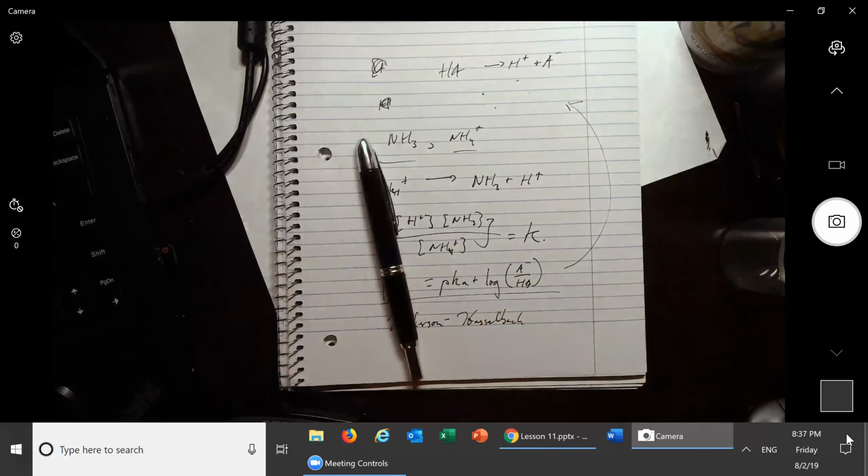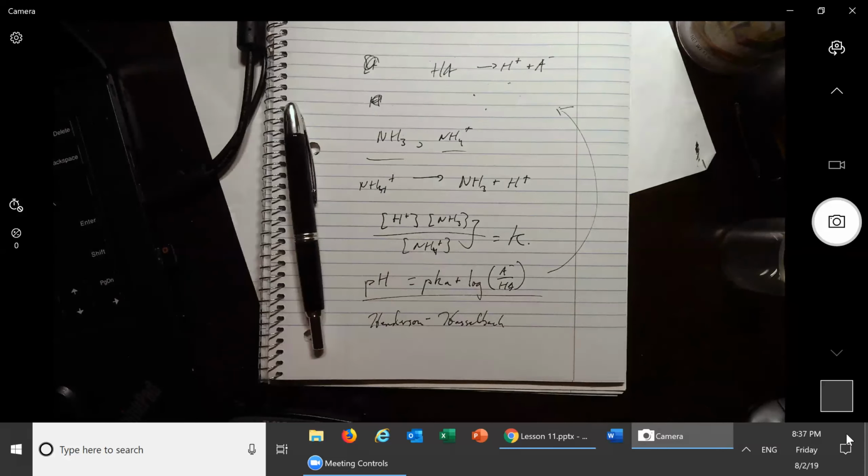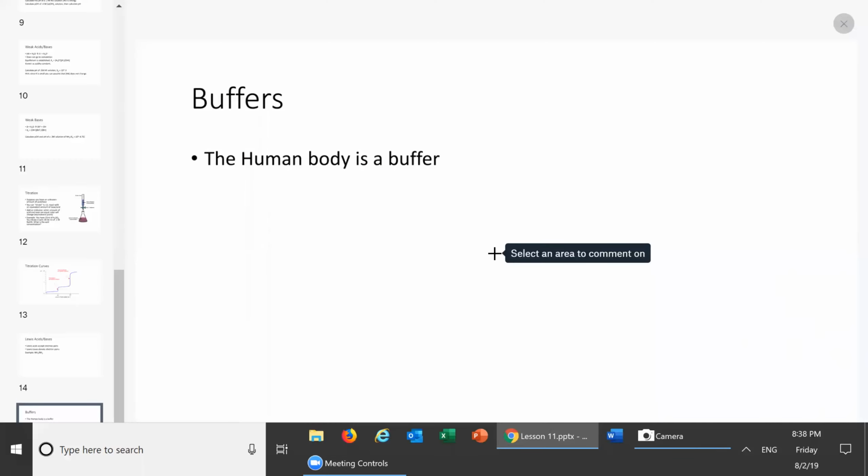So this is why systems where you have a mixture of A minus and HA, generic acid, generic base, are going to be very stable towards pH changes. These are called buffers. Okay? And I think that's the last topic I wanted to talk about. Buffers are not super important for you guys.